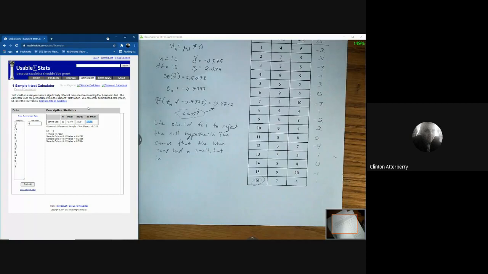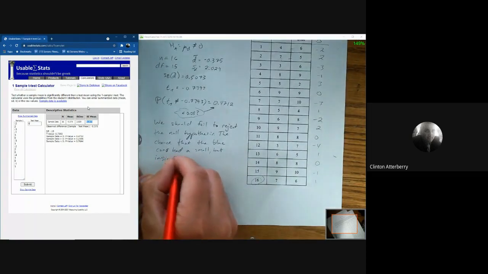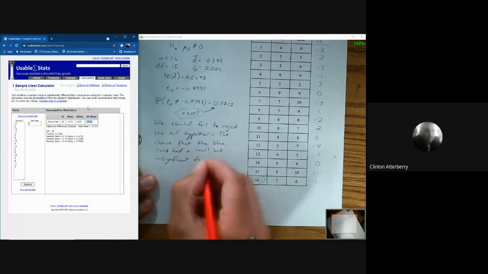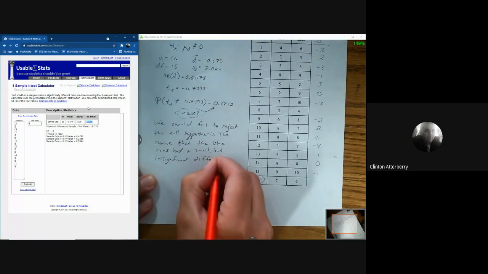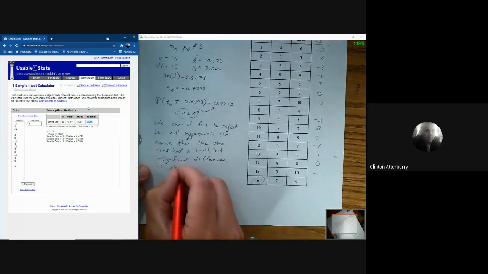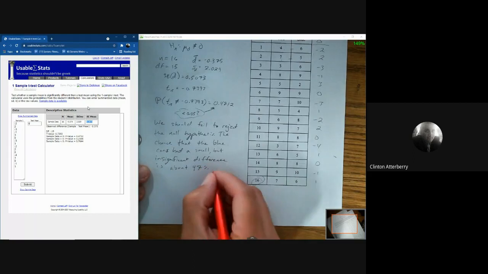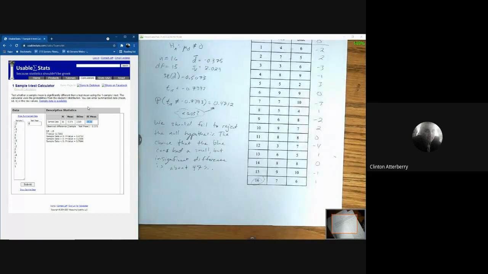A small but insignificant difference is about 47%. Okay, so the chance that the blue cans had a small but insignificant difference is about 47%.